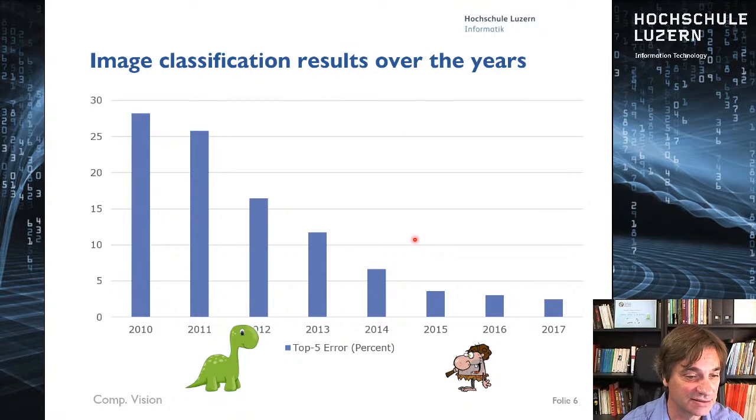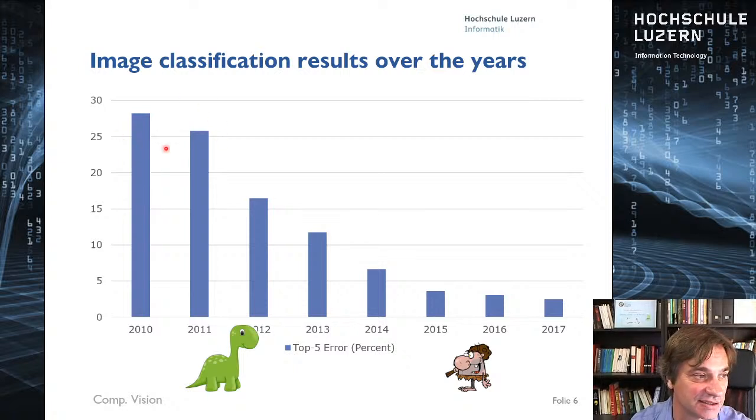Also, the results have improved quite a lot over time. This is the top 5 error rate. At the beginning, early with the support vector machines and the features, you were at about a 25% error rate, and then with the first convolutional networks you were down to about 16%, and the latest results are, I think, 3 point something percent error rate. This is quite comparable to human performance, which is about or slightly below 5%, because the classes can be quite difficult to distinguish there.